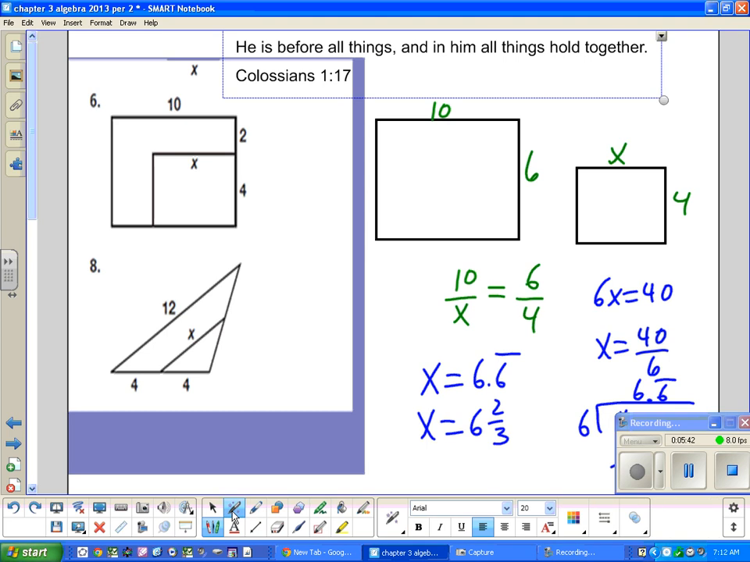Moving on to the next set here, 6 and 10. Now, in these questions here, they can be a bit confusing. I think this X is from the previous question, so we'll ignore that.